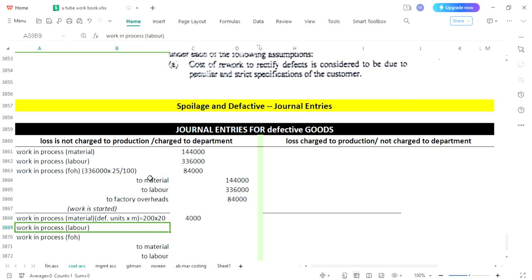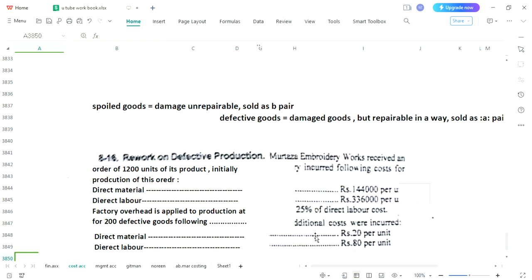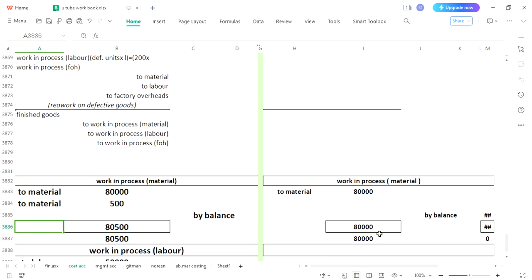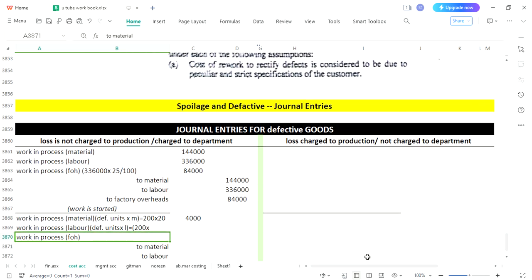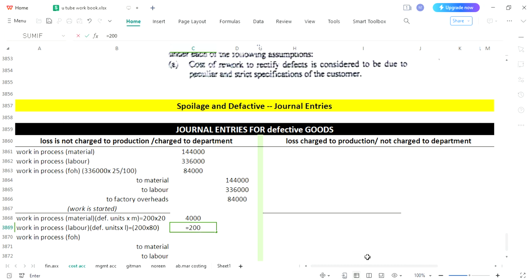Now you will be calculating work in process labor. Again you will use defective units, and it would be multiplied by per unit cost of labor, and for that, as you know, 200 were defective goods, and you will be multiplying it with per unit cost of labor. Direct material cost 20 and labor cost is 80 per unit. So for labor you will be putting 80. In this way statement of labor is also completed. Now we can calculate 200 multiply by 80.